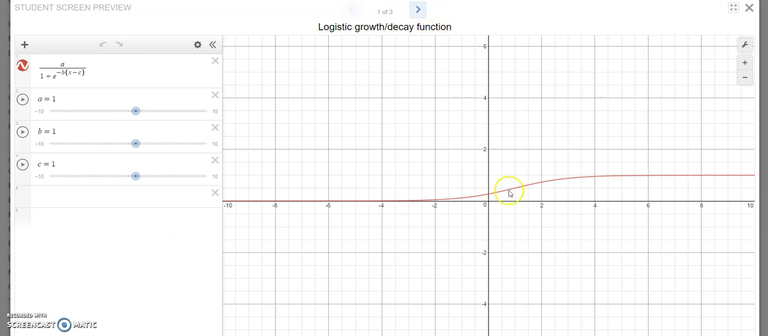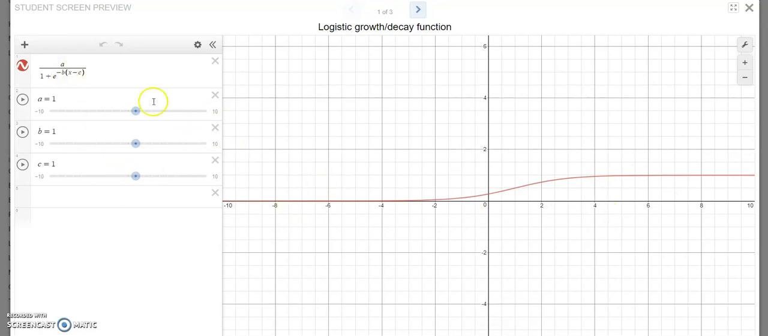Before we look into growth and decay, we're going to look over here. We've got sliders that will change our logistic function in different ways, and we've got A, B, and C up here in our function. Right now they're all at 1, so this is our base logistic function. This is the function you get with everything being 1.